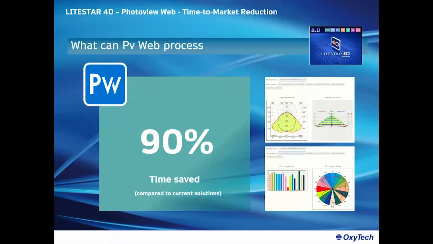So at the end, you can imagine that Photoview Web is really saving, let's say, 90% of the time that manufacturers usually spend to manage data information, because the manufacturer focuses only on the basic information to be managed, like, as we said, the OXL file, and all the rest, like LDT files, is automatically produced by the system.